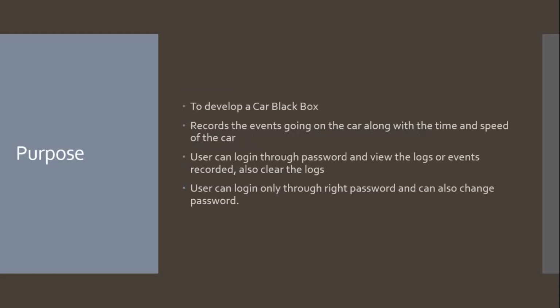The purpose of developing a car black box is that it records the events going on in the car along with the time and the speed of the car. The user can log in through a password and view the log or events. He or she can also clear the log according to the user requirement. The user can log in only through the right password and can also change the password. The user gets 3 attempts to enter the right password. If he fails to enter the right password, the user gets blocked for around 60 seconds. We have given a specific time of 60 seconds. We can extend the time to, say, 15 minutes, but as of now we have used only 60 seconds.